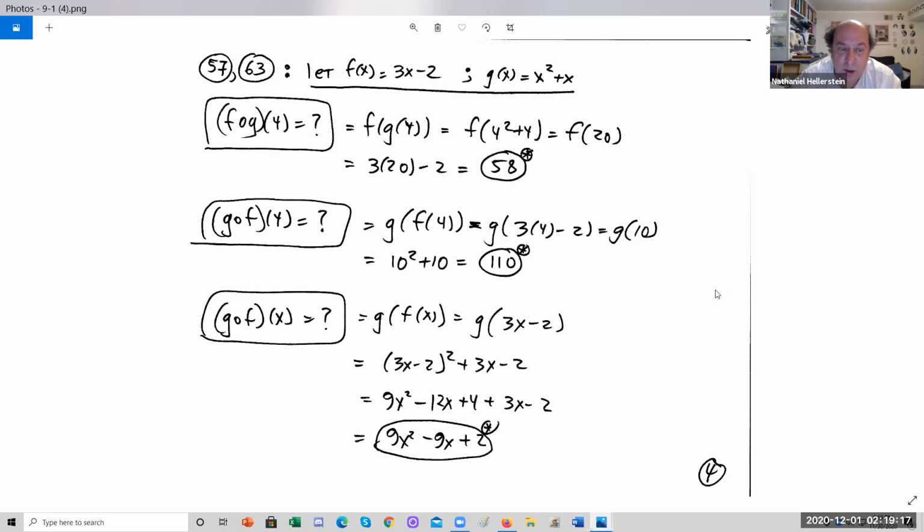Again, quite different. And g of f of x is g of 3x minus 2. So it'll be that squared plus the same thing, which after simplifying is 9x squared minus 9x plus 2. I forgot to get f of g at x, but it'll certainly be a different expression.